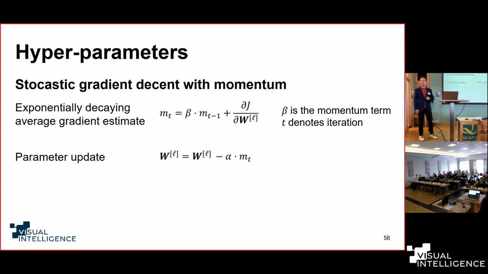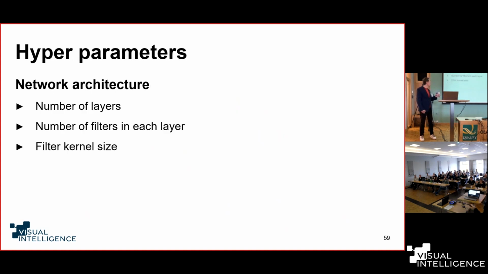And there's something called momentum, which is an exponentially decaying average gradient estimate. So instead of using the gradient, you're using an average of that. It's also helpful, but then you introduce a new parameter, beta. You need to figure that out as well. And there are a lot of more complicated versions of this called Adam or Adagrad. There's a bunch of things you could do. I will not talk about that here. In addition, you have the number of layers, number of filters, and filter kernel size. You also need to set those.